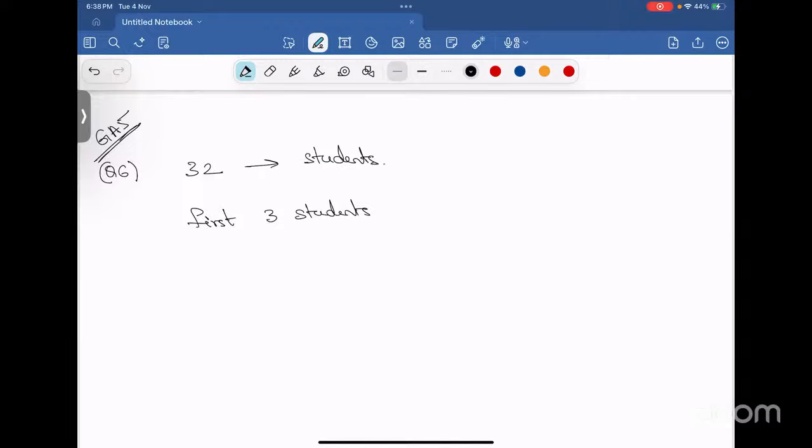So what should be the answer in your method? I thought that the answer should be 32 factorial by 29 factorial, but it's showing that it's wrong. The answer should be 32 factorial by 29 factorial into 3 factorial.